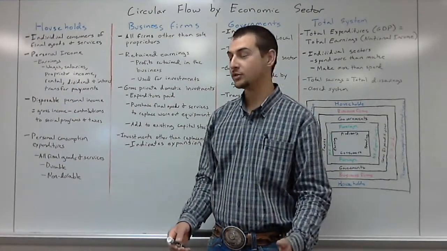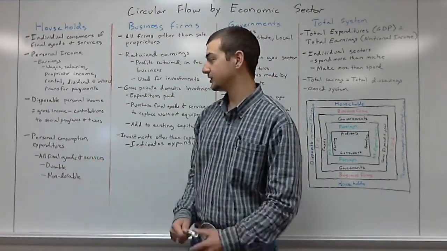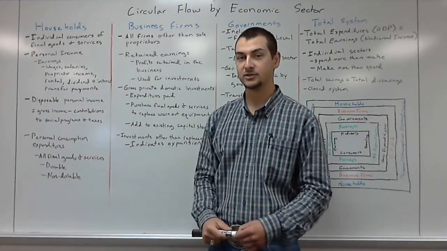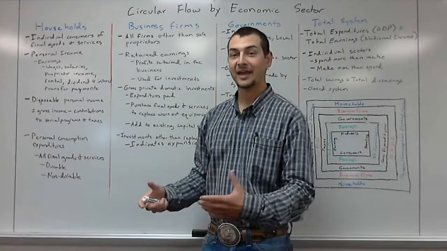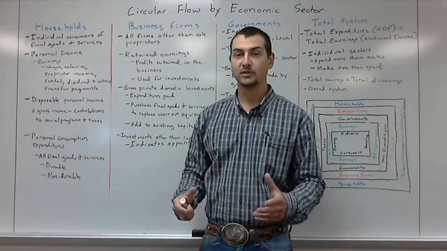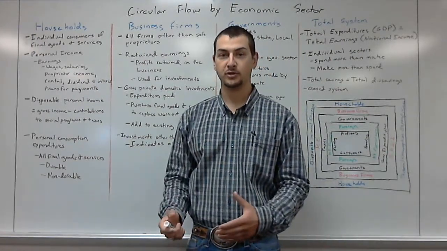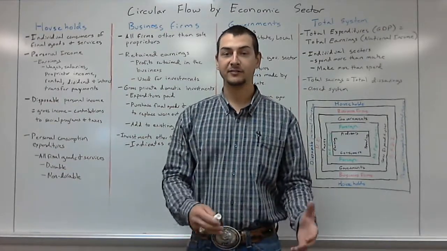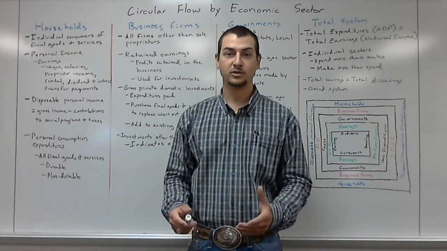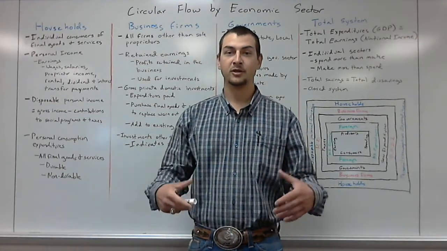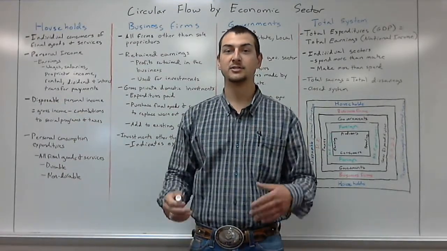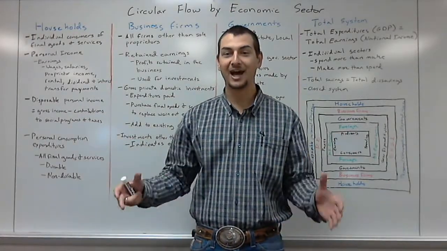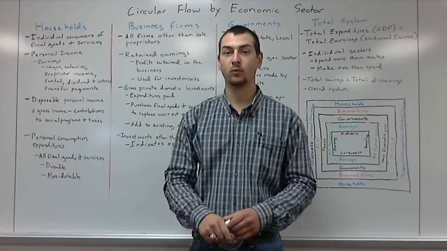Their expenditures are called personal consumption expenditures. These are payments on all final goods and services, both durable and non-durable. So we have a durable good and a non-durable good. A durable good is a good that typically lasts you 5 to 10 or more years. So durable goods are often considered cars, washing machines, refrigerators, barns, some of these big items that you expect to last you quite a while.